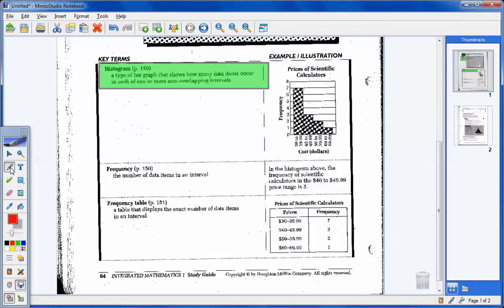What I would really like you to write down here is basically it's a bar graph that shows data, and the big word here is this. What's the word I underlined there? Somebody tell me. Intervals. And what that means is this: a bar graph that shows data in intervals.